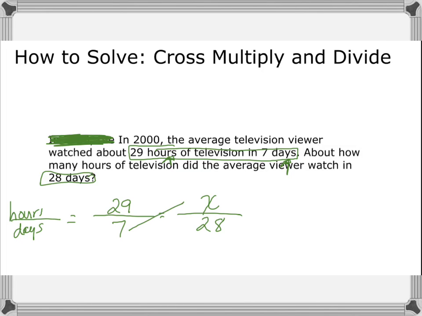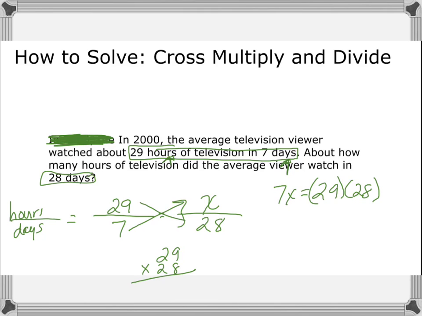So again, I'm going to cross multiply and divide. So that would give me that 7x is equal to 29 times 28. So now I've got to actually work out 29 times 28. I'm going to give you a second to work that out.